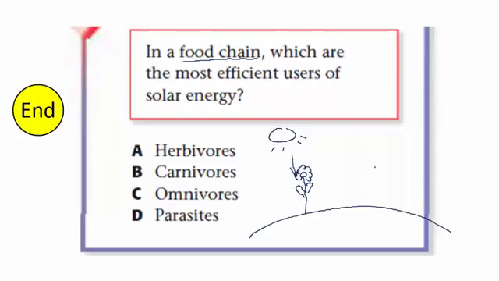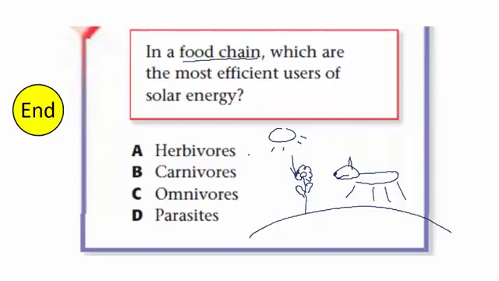Flower absorbs the sun's energy, and then an animal will come along, eat the plant. We'll draw a little, what's this going to be? This dog comes along, eats the plant, and so that's kind of the start of a food chain.